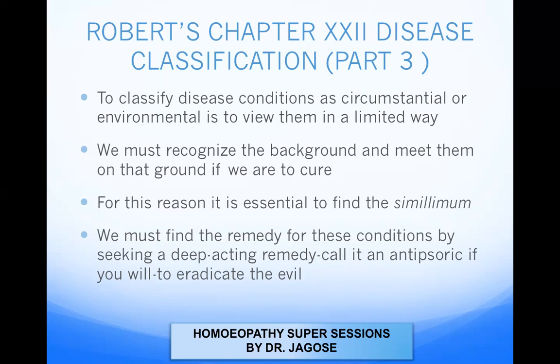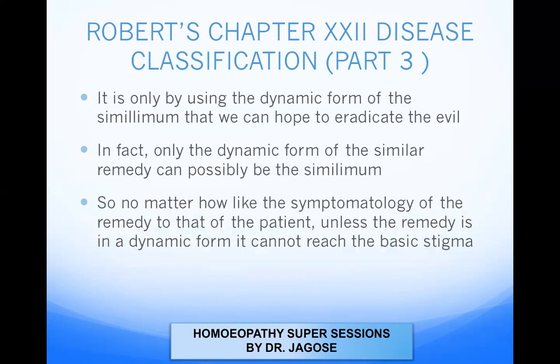So if you want to eradicate the evil, we have to find out the similimum. This similimum can be called the antisoric remedy. This antisoric remedy will eradicate the evil. It is only by using the dynamic form of the similimum that we can hope to eradicate the evil. So the medicine has to be dynamized, then only we will be able to eradicate the evil. In fact, only the dynamic form, the similar remedy, can possibly be the similimum. Again, he reminds you that only the dynamic form of the similar remedy can possibly be the similimum.